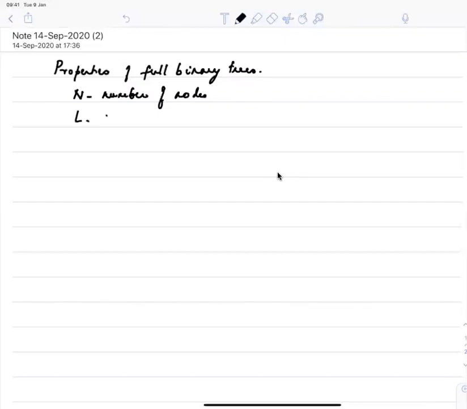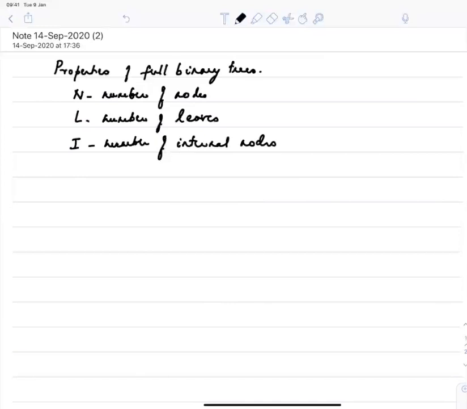L is the number of leaves, and I is the number of internal nodes. Okay, in a full binary tree. And what are the properties that we have?